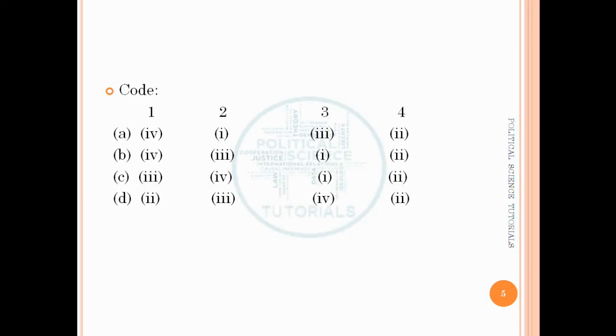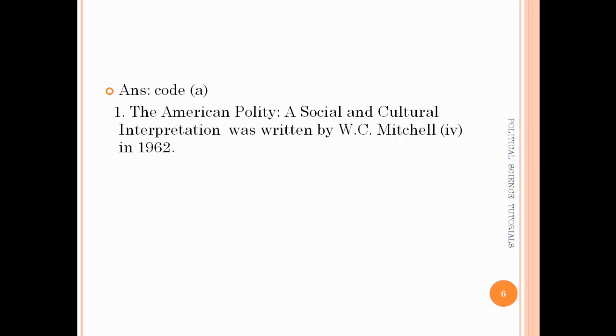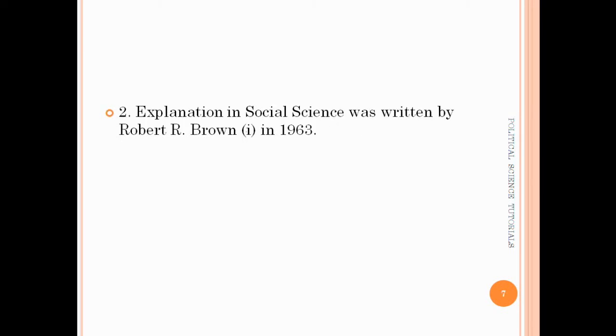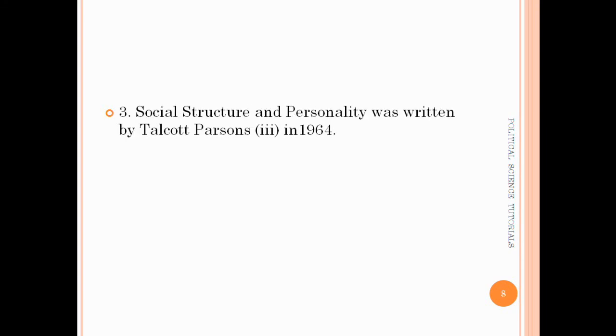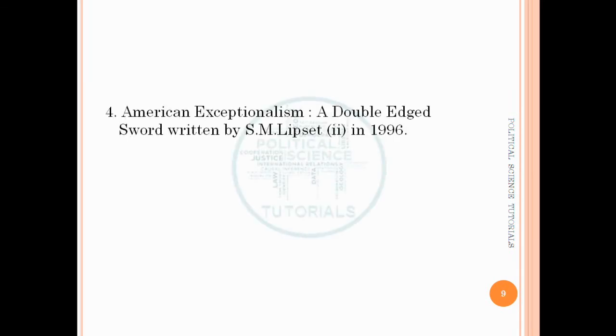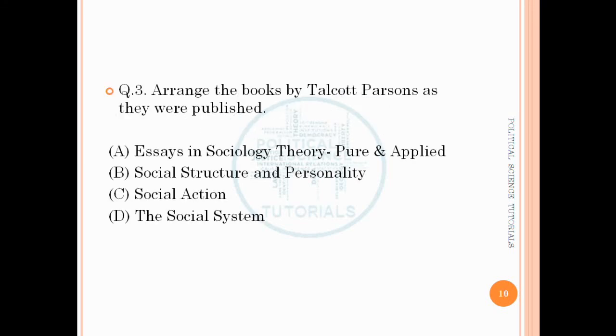The answer is code A. The American Polity, a Social and Cultural Interpretation, was written by W.C. Mitchell in the year 1962. Explanation in Social Science was written by Robert R. Brown in the year 1963. Social Structure and Personality was written by Talcott Parsons in the year 1964. American Exceptionalism, a Double-Edged Sword, was written by S.M. Lipset in the year 1996.